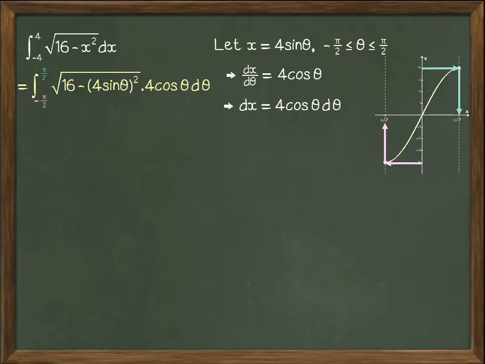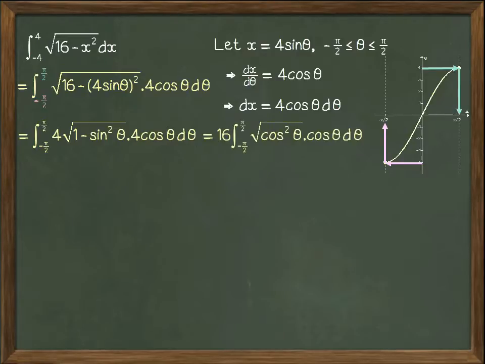When I square 4 sine theta, it gives me 16 sine squared theta. So 16 is a common factor inside the square root and can be taken out as a 4 to give me the integral of 4 times the square root of 1 minus sine squared theta times 4 cos theta d theta. 1 minus sine squared theta, of course, is equal to cos squared theta, and 4 times 4, which is 16, can be taken out as a constant.